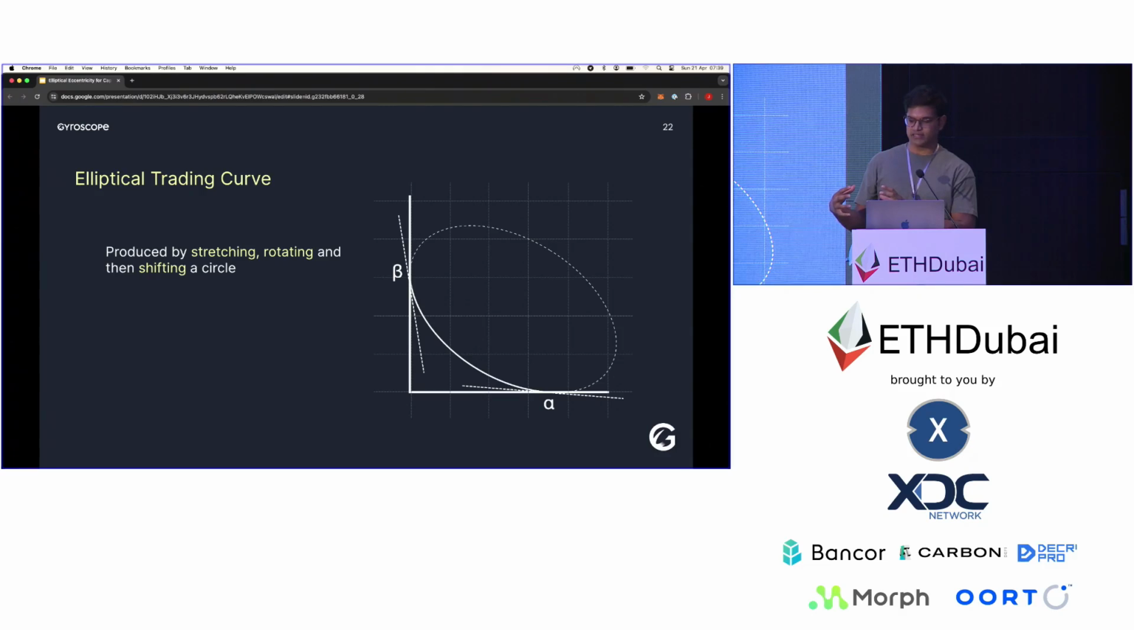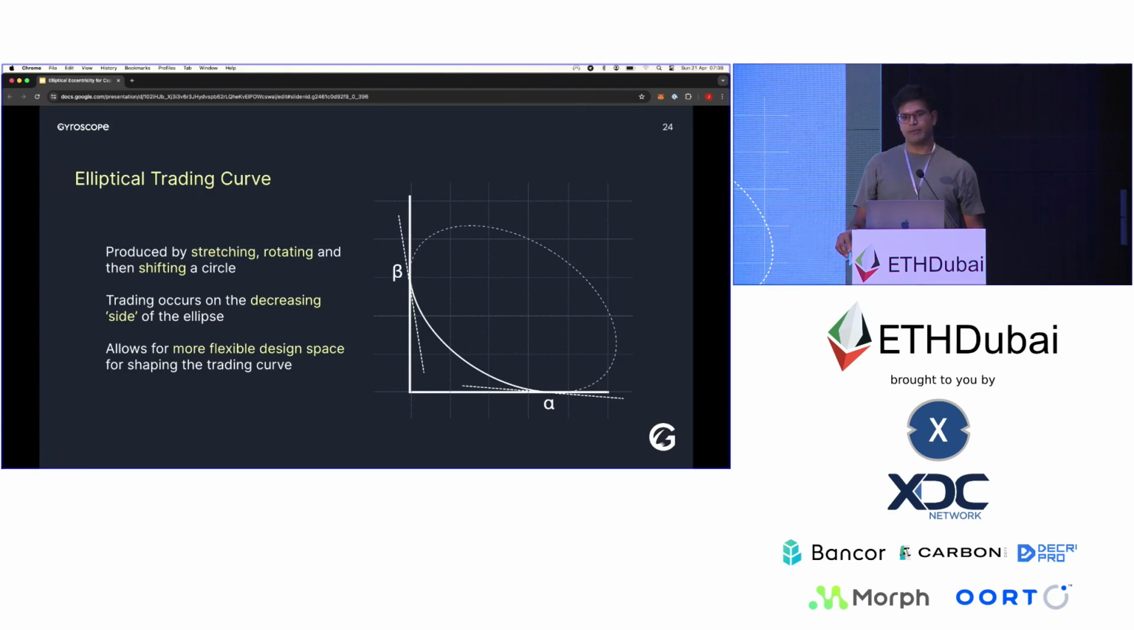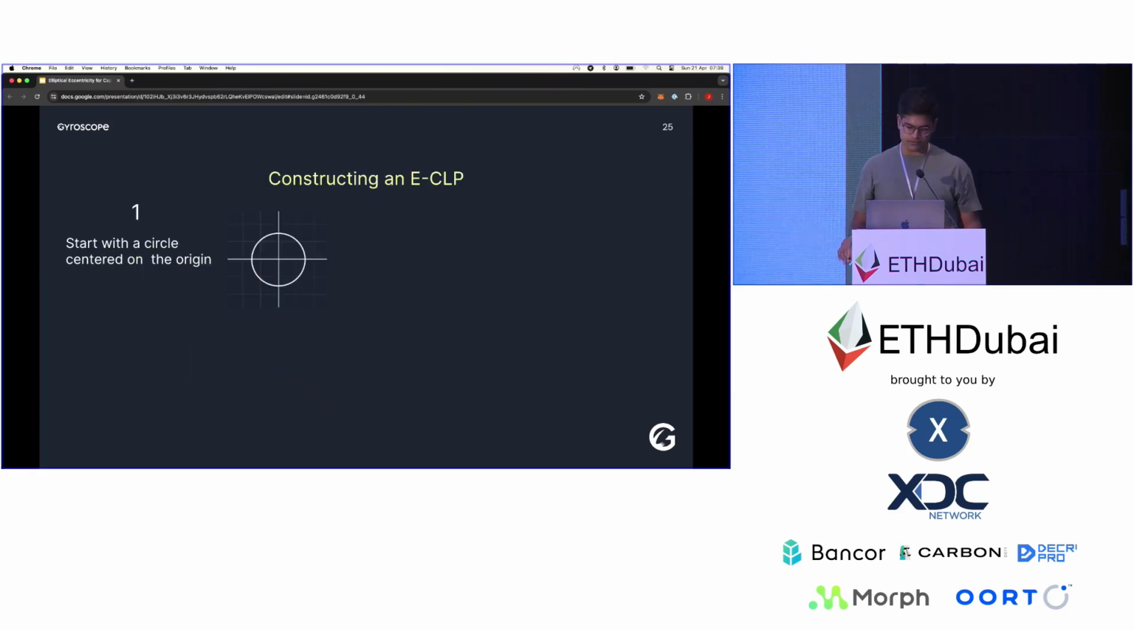First it's stretched with the center at its origin, and then it's rotated, and finally it's shifted. Trading occurs along the side of the ellipse, which is monotonically decreasing. The ECLP provides pool constructors a greater number of parameters to tinker with and to optimize the shape of the trading curve, for optimized capital efficiency in the specific market use case. So let's construct an ECLP ourselves and see how changing the parameters can optimize the curve for certain use cases.